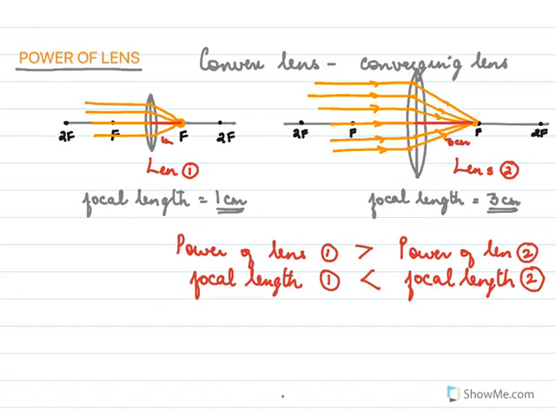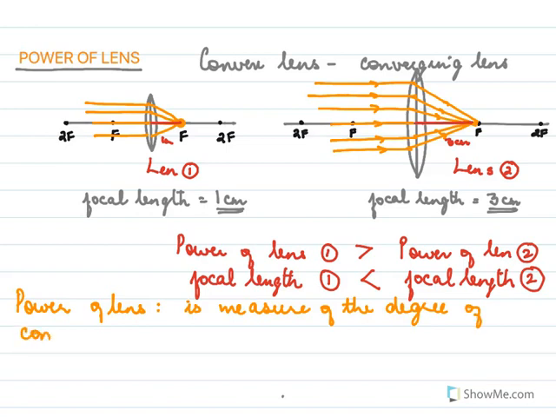So the power is defined as, if we say what is power of lens, we can say it is a measure of the degree of convergence or divergence of light rays falling on it.